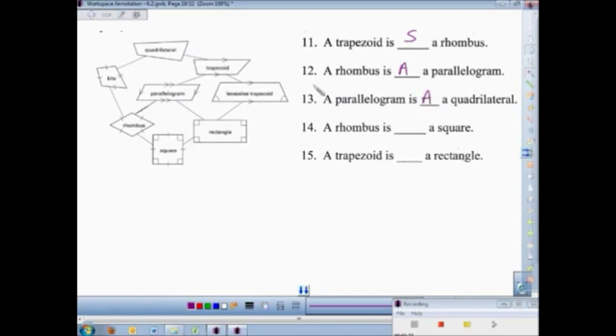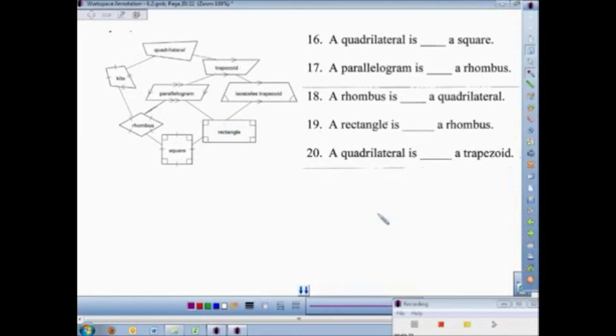I hope that one makes sense to you. A parallelogram will always be a quadrilateral. A rhombus will sometimes be a square, and a trapezoid will always, sometimes, or never be a rectangle. A trapezoid will sometimes be a rectangle since it was above. A few more. Go ahead, pause the video, and try those.